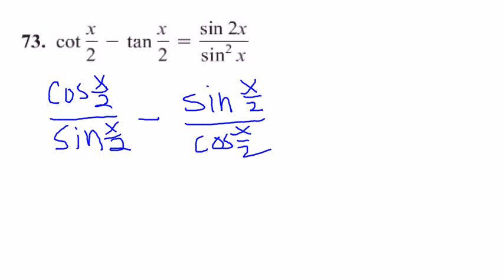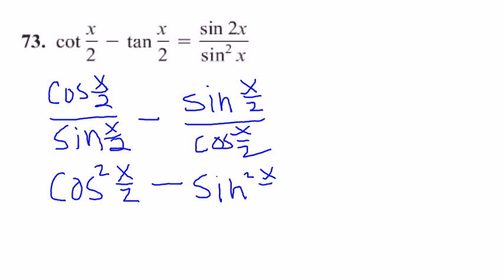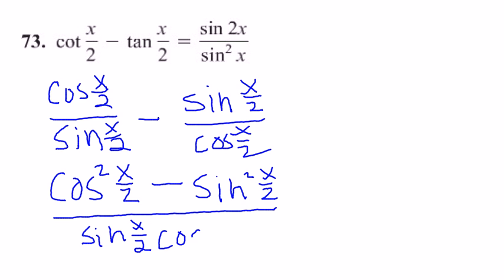Now, in order to combine these together, I need a common denominator. So the first fraction, I'm going to have to multiply by cosine x over 2 over cosine x over 2. So I'll get cosine squared x over 2 for the numerator. The second fraction I have to multiply by sine of x over 2 over sine of x over 2. So I'll get sine squared x over 2. And on the bottom I have my common denominator, sine x over 2 cosine x over 2.